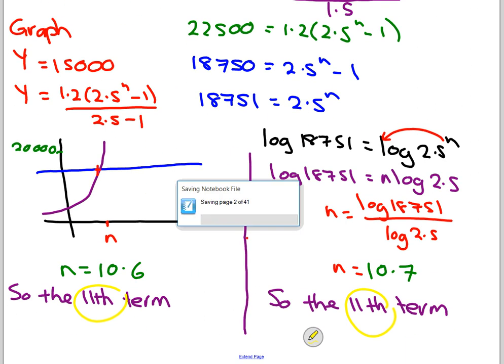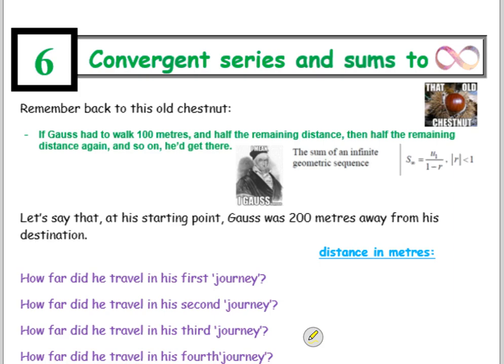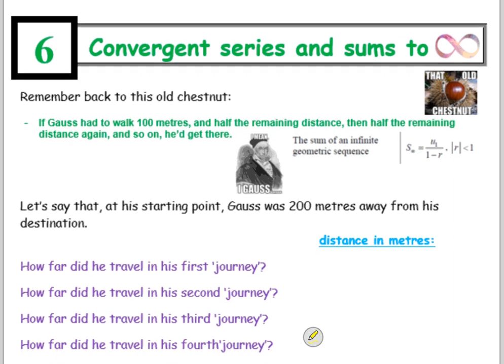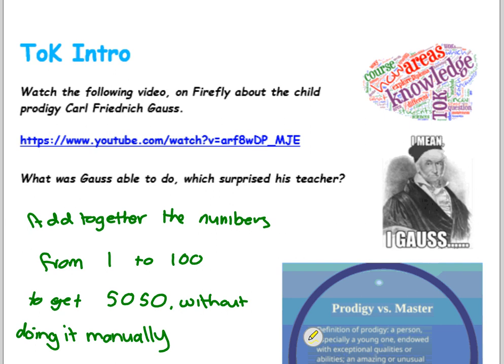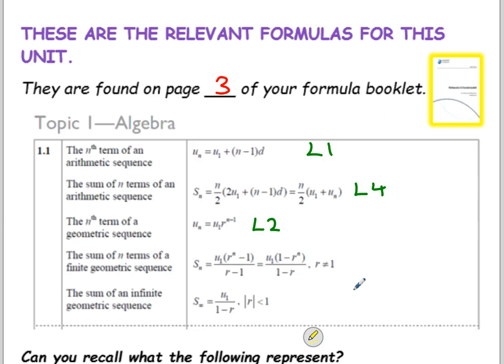Now into a new and weird thing called convergent series and sums to infinity. You'll see there's one more formula in your formula booklet. I'll flip back so I can show it to you on here. So we've dealt with u of n for arithmetic, the sum for arithmetic, the nth term for geometric, and we now have dealt with the sum for geometric. So that was our L5. We are just about to deal with the sum of an infinite geometric series.